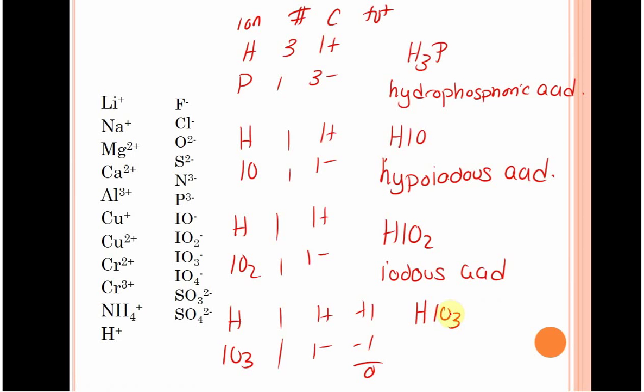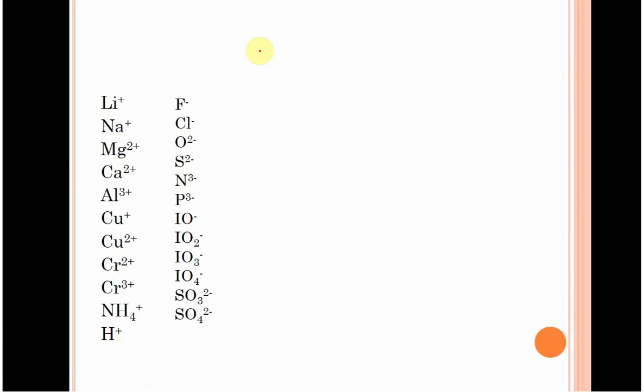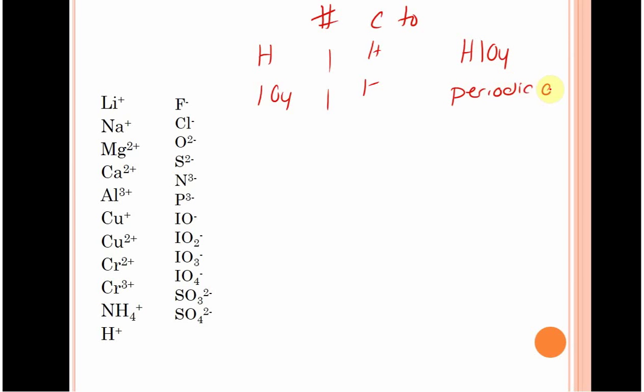HIO3 is going to be iodate, becomes iodic acid. H and IO4, number, charge, and total, plus 1, minus 1, 1 of each. So HIO4, periodate becomes periodic acid.